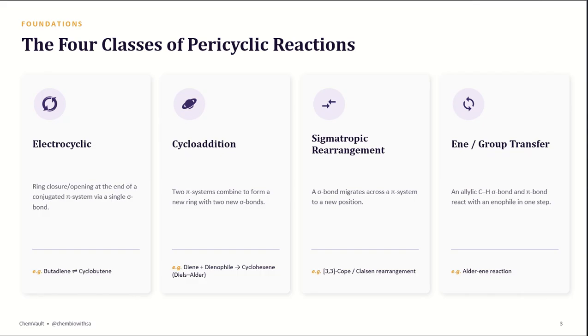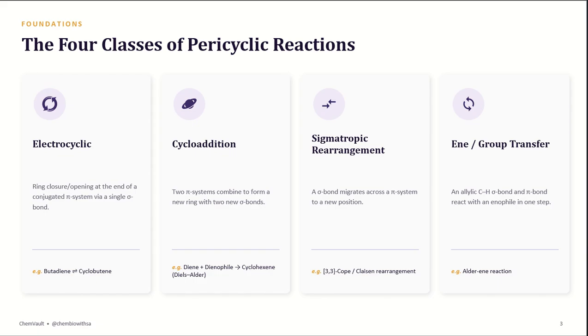Then we'll talk about the four classes of pericyclic reactions. Pericyclic reactions are classified into four major families, and I want you to remember these by their core actions, not just their names. Electrocyclic reactions open or close a ring at the end of a conjugated pi system using just one sigma bond. Think butadiene converting to cyclobutene.